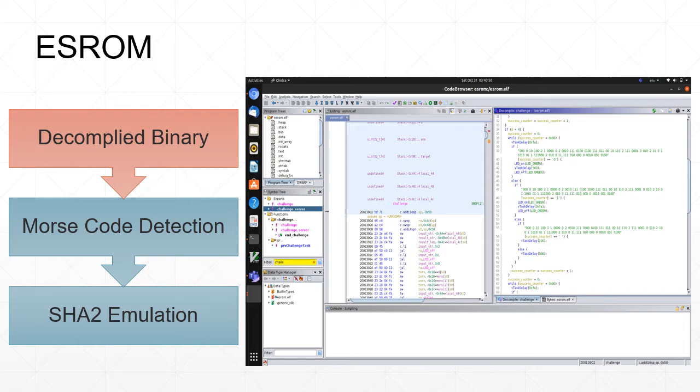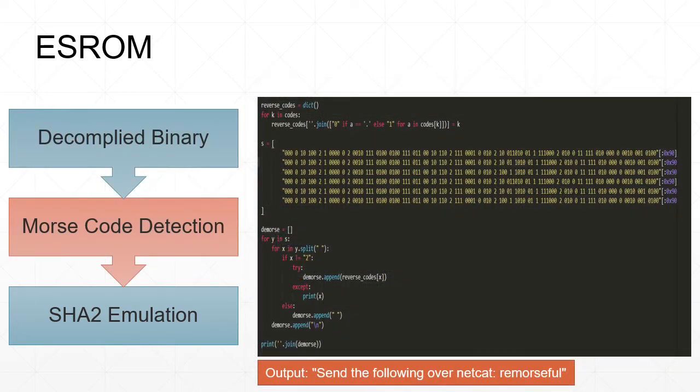In case of SRAM, we decompiled the binary using Ghidra, where we found that there is a sequence of zeros and ones in the challenge function with occasional 2. At this point, we were able to identify that this pattern of 0, 1 and 2 is nothing but Morse code, where 0 signifies dot, 1 signifies dash and 2 signifies a change of word. We wrote a Python script in order to decipher the Morse code. After running the Python script, we obtained the output: send the following over netcat, remorseful.